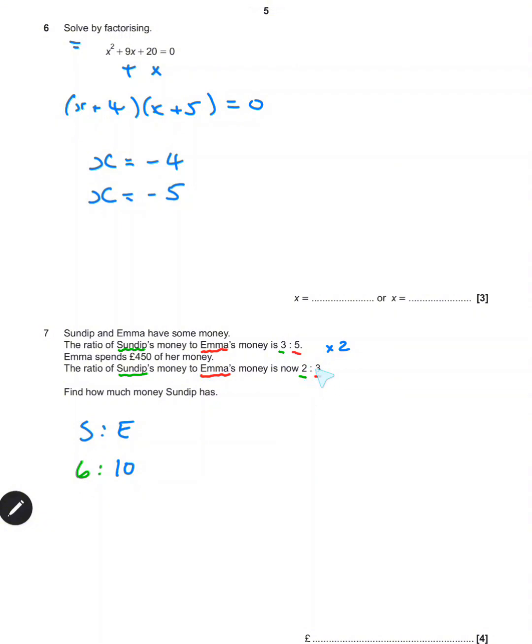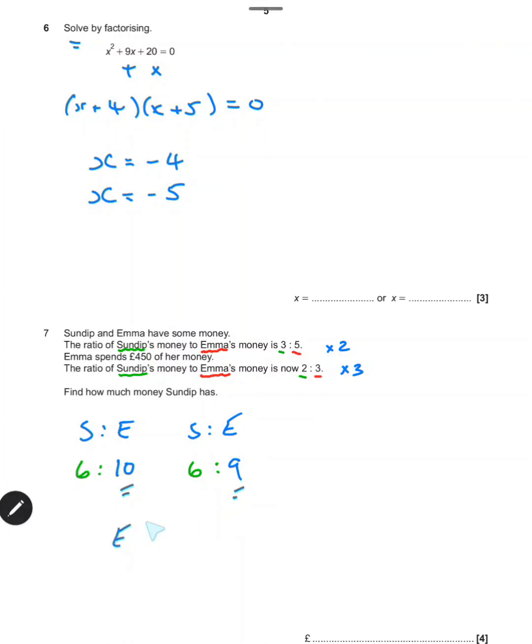And then if we look at this second ratio and multiply by 3, then we get Sundip and Emma is 6 to 9. And what I've done is got Sundip's parts to match because he doesn't lose any money. So he stays at 6 parts here. I've just found a common multiple of 3 and 2. But what we can see here is that Emma goes from 10 parts to 9 parts.